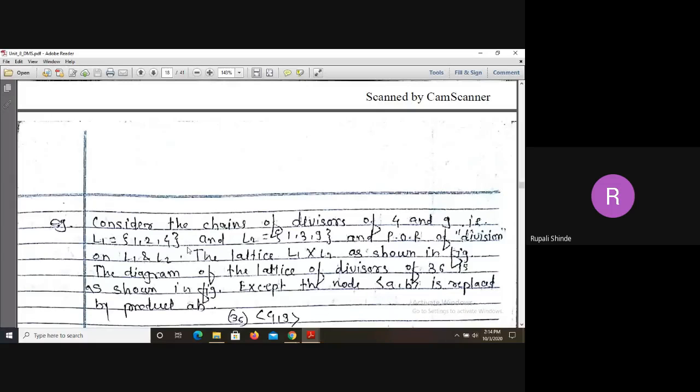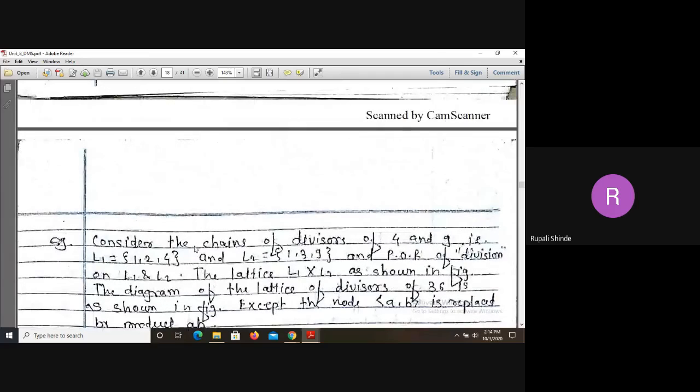Okay. So the next diagram is given. For this example, you have to try. Here, 2 lattices are given, L1 and L2. L1 consists of 1, 2, 4, and L2 consists of the set of elements 1, 3, 9. Then you have to draw a lattice for L1 direct product L2. Before that, first of all, tell me how many elements would be there in L1 direct product L2.